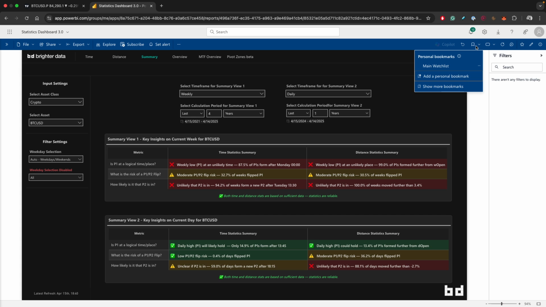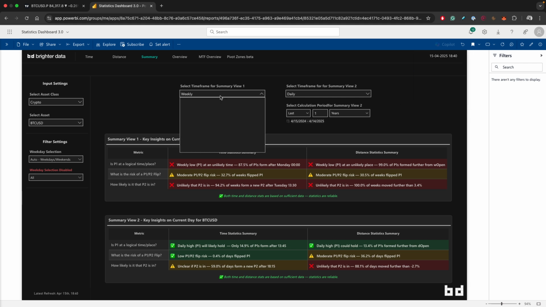What I have here is my bookmarks. Oh, they got deleted. Oh no, they're not deleted. I had my bookmarks on the beta version. So what I can do here is summary and then weekly plus daily. Save.